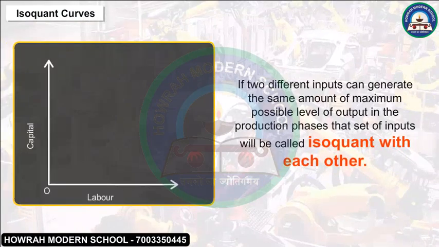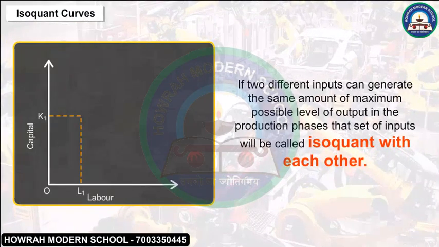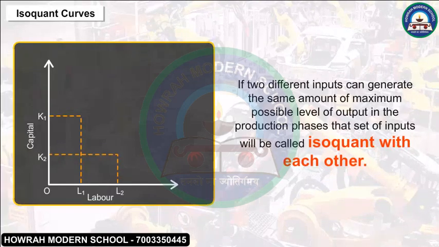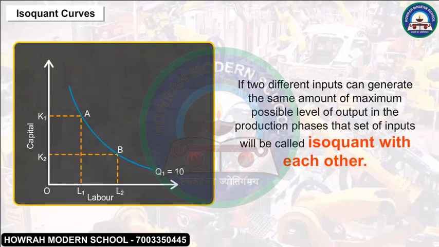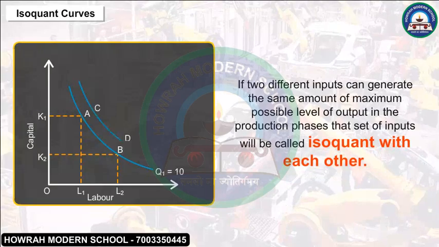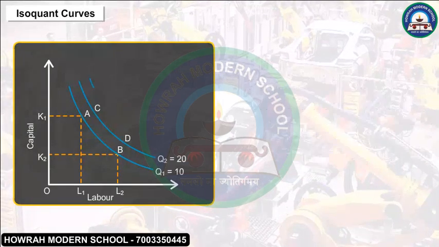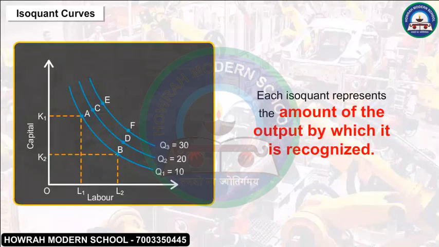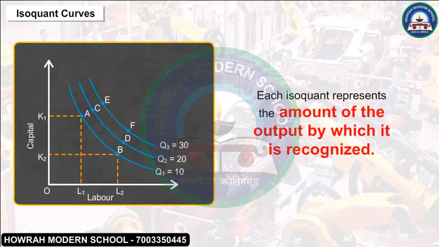Isoquant curves. If two different inputs can generate the same amount of maximum possible level of output in the production phases, that set of inputs will be called isoquant with each other. Each isoquant represents the amount of the output by which it is recognized.